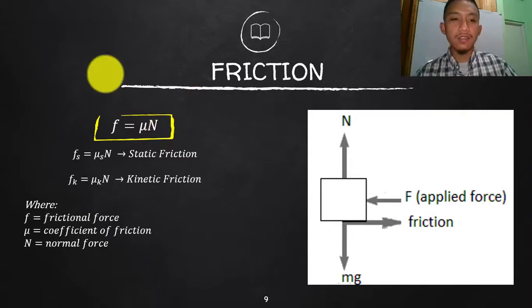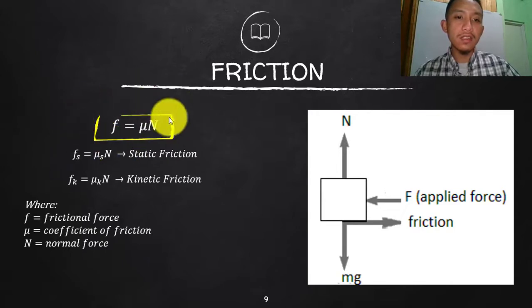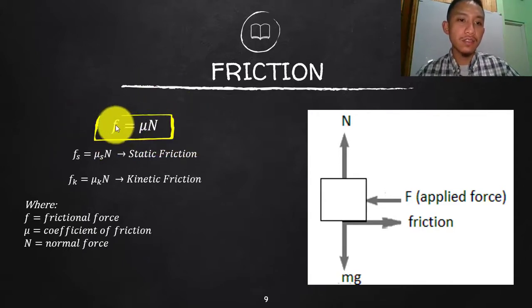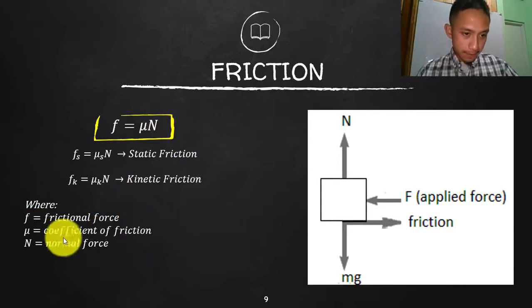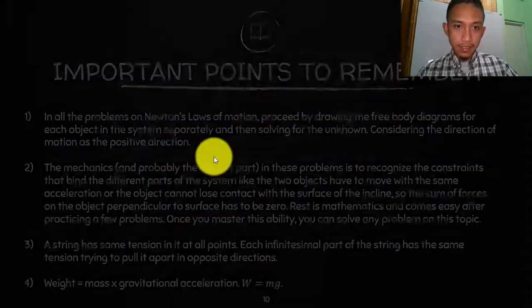Okay. For this to be embedded in our minds, friction is fun. If you look at the formula, F is equal to mu N, you can just read that one as fun. So friction is fun. Okay, so that is friction.